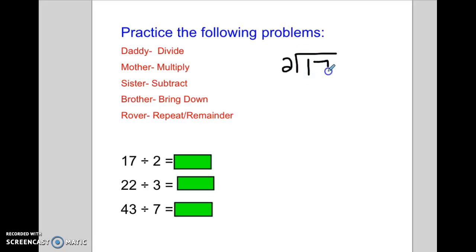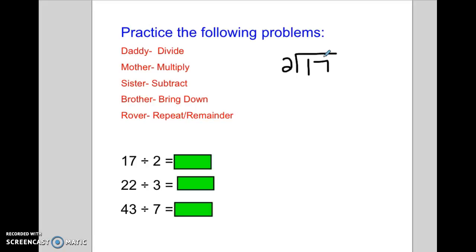And the first thing I do is I try to divide. All right, so I say 2 into 1. I can't even do that because remember I have to divide into a bigger number. So right away I can say I can go 2 into 17. How many times can I get 2 into 17?